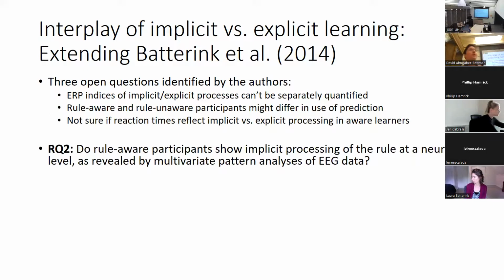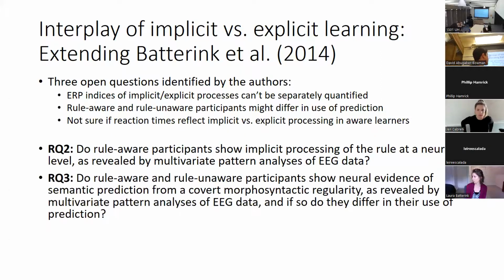So my research questions 2, 3, and 4 look into these open questions like the interplay of implicit versus explicit processing. Research question 2 asks if rule aware participants show implicit processing of the rule at a neural level, as revealed by multivariate pattern analyses of EEG data.